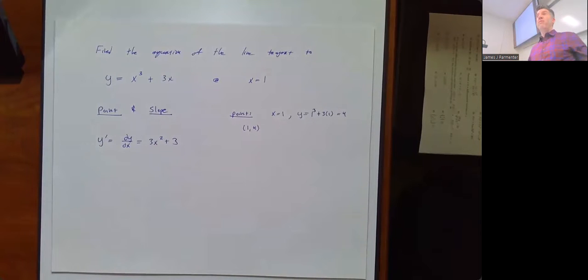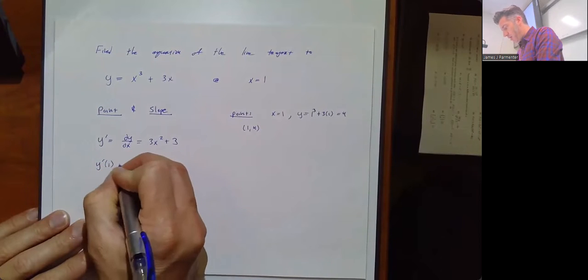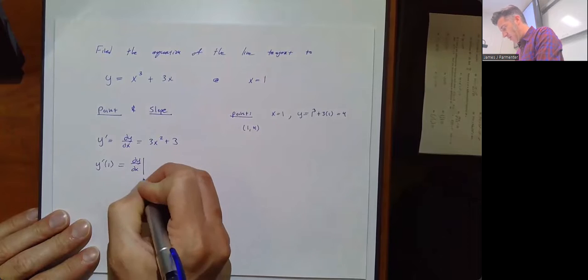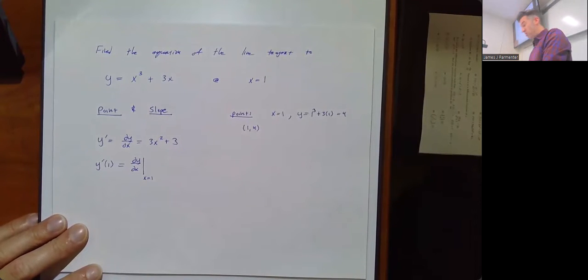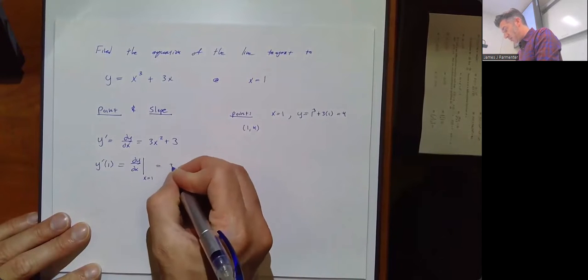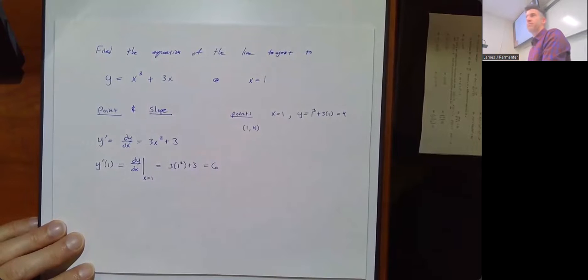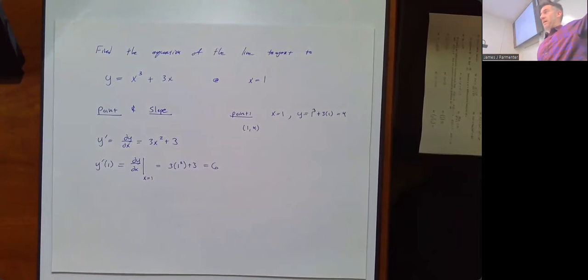So that's the derivative everywhere, but I want the slope of the tangent line specifically at this one point. So then I'm going to take the value of x and plug it in. You can write that as y prime of 1, or some people write it as dy/dx evaluated at x equal to 1, just to show some of the different notation you might see. And that's going to be 3 times 1 squared plus 3, which is 6. So now we have a slope, it's 6.